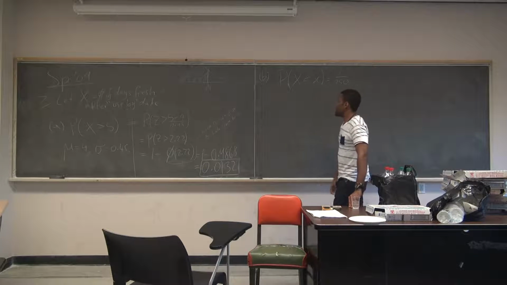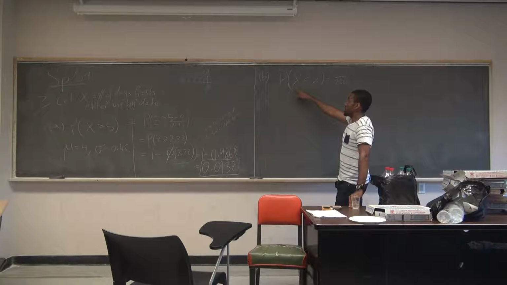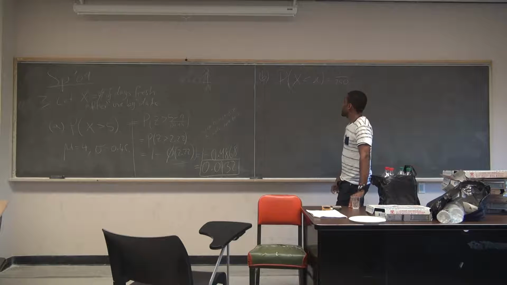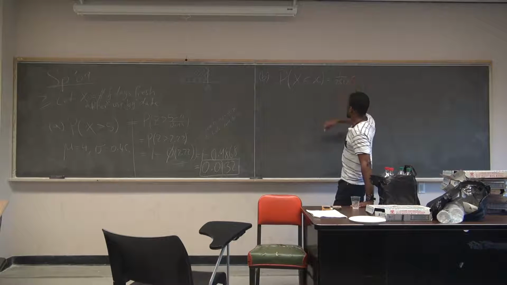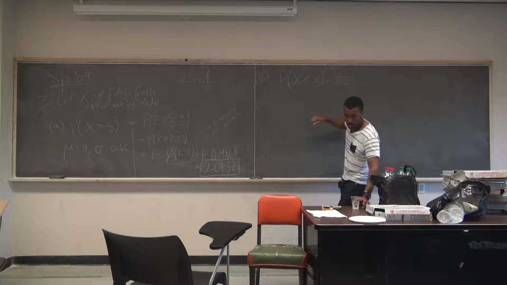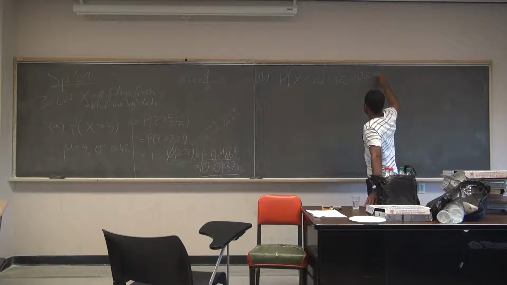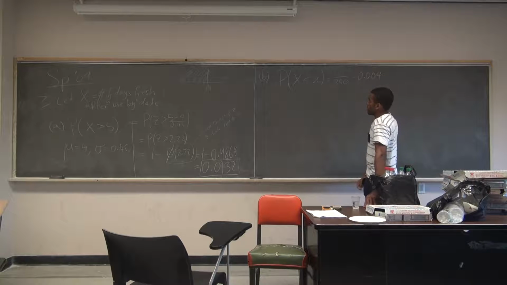Got it. So the thing is, I want the number of days it stays fresh. If it's less than that date, I want that to happen at most 1 out of 250 times, right? So that's a probability. 1 out of 250 is actually what? Put it in that calculator. 0.004.